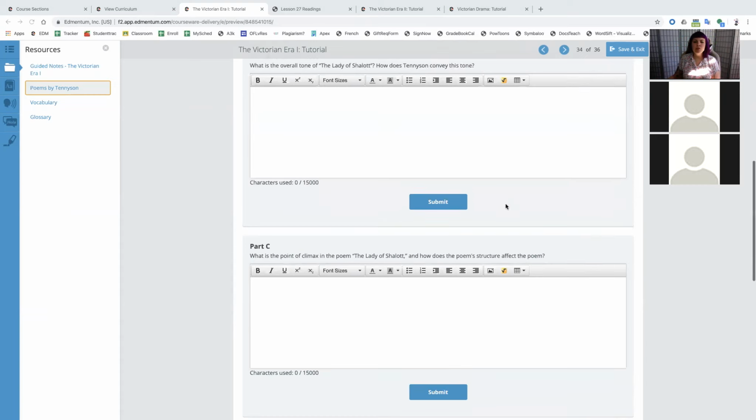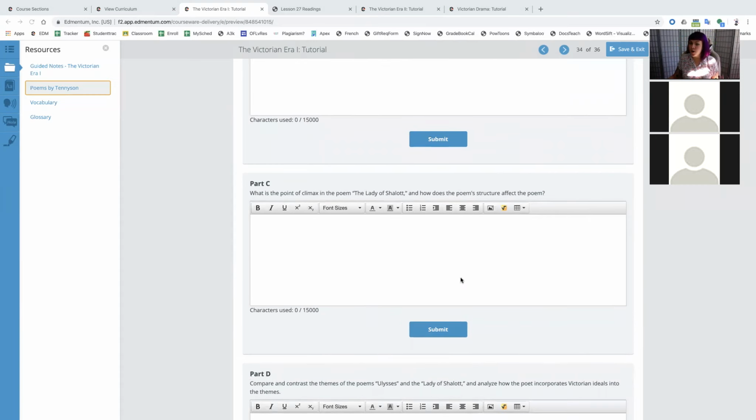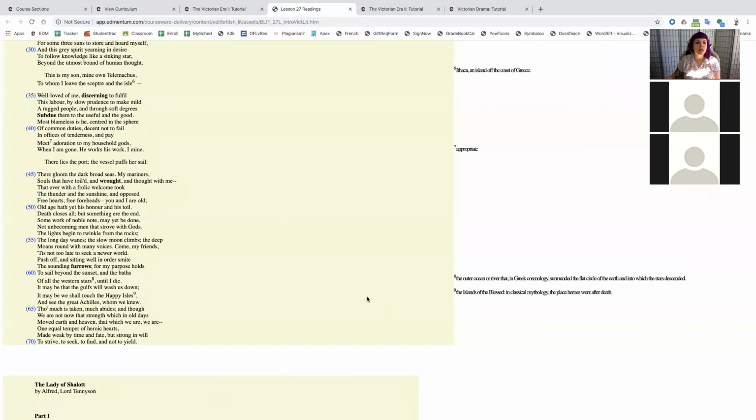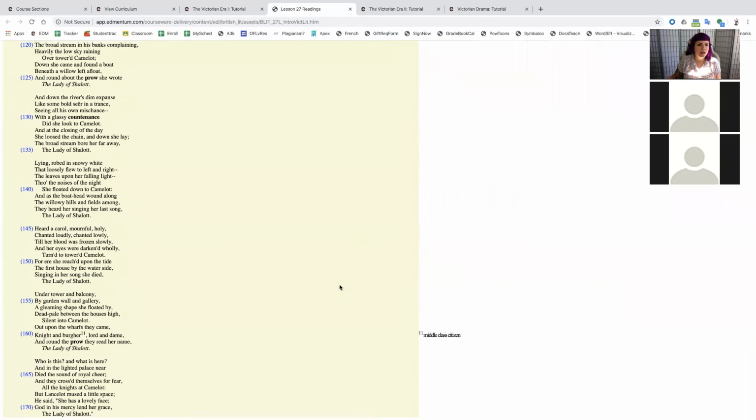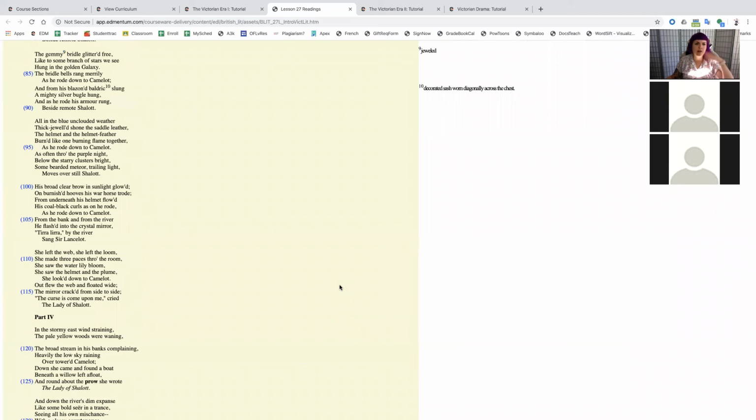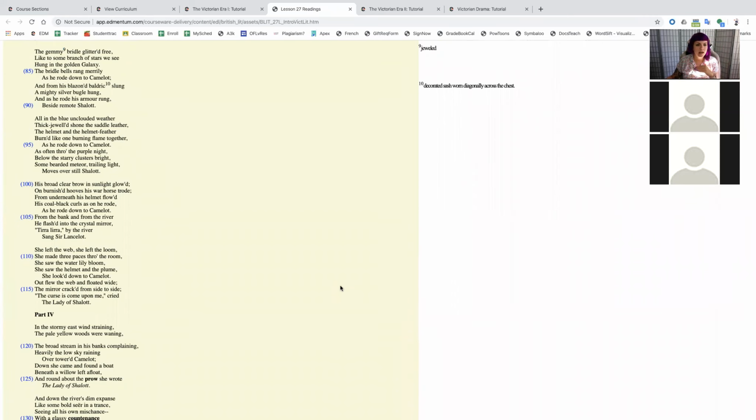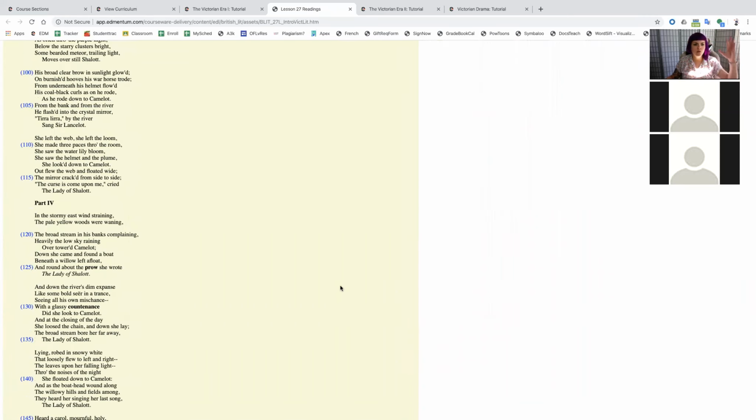So the point of climax in the poem is when she looks down at Camelot, right? Because we know she has this curse, she can't look at Camelot. She looks, and then how does the poem change after that point? So that comes in part 3. If you're actually looking at it, you'll see it.